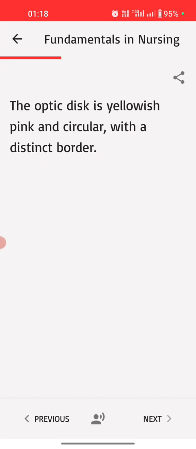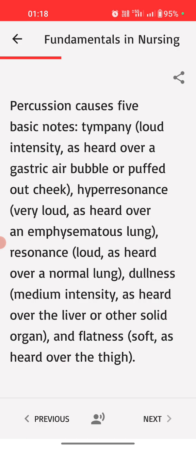The optic disc is yellowish-pink and circular, with a distinct border. Percussion causes 5 basic notes. Tympany, loud intensity, as heard over a gastric air bubble or puffed-out cheek; hyperresonance, very loud, as heard over an emphysematous lung; resonance, loud, as heard over a normal lung; dullness, medium intensity, as heard over the liver or other solid organ; and flatness, soft, as heard over the thigh.